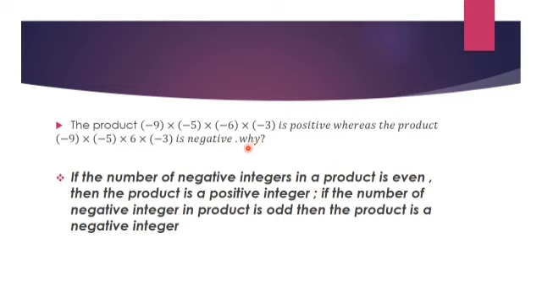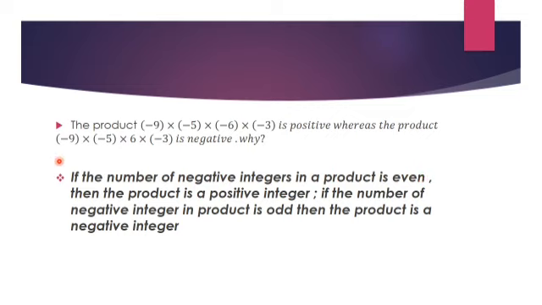What is the reason for that? Because in the first case, minus 9, minus 5, minus 6, minus 3, how many negative integers? 4 negative integers. Is 4 even or odd? 4 is even. It means the answer is positive. If the number of negative integers in a product is even, then the product is positive.